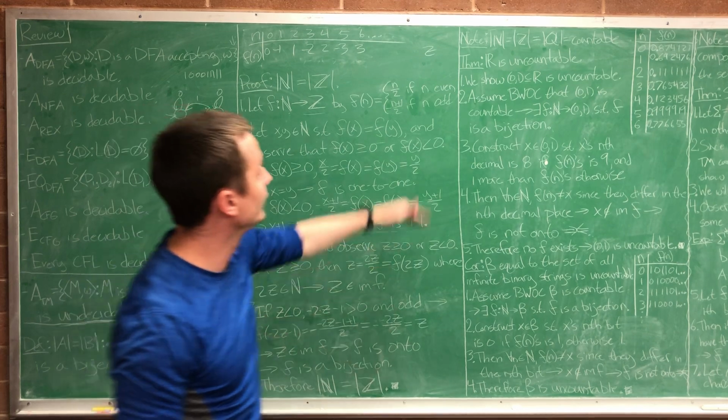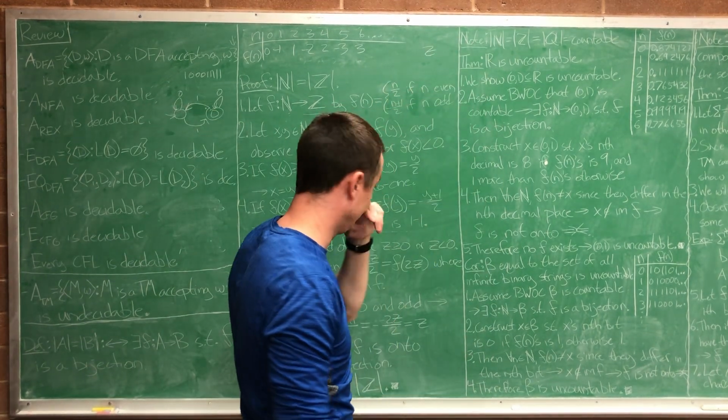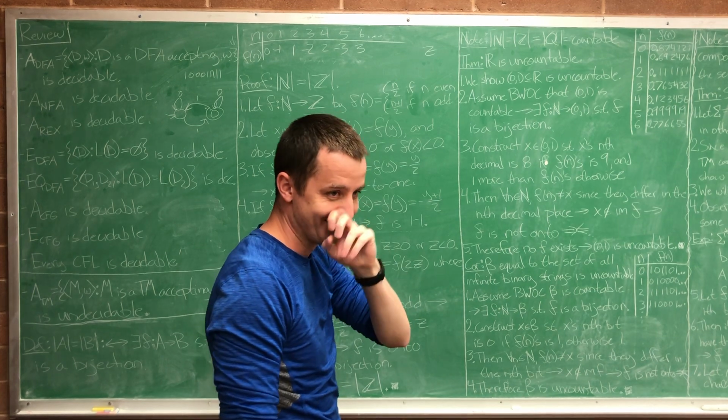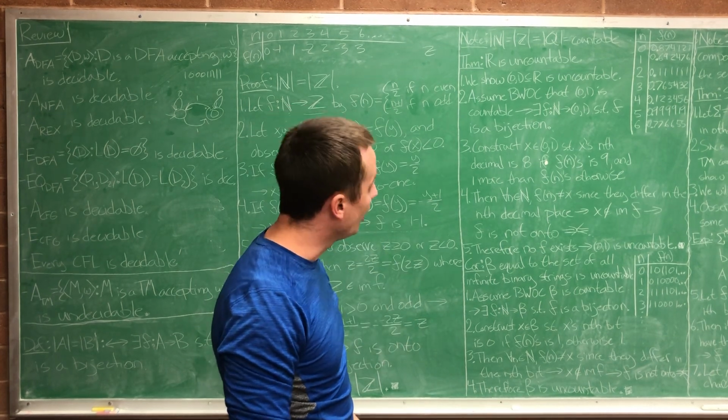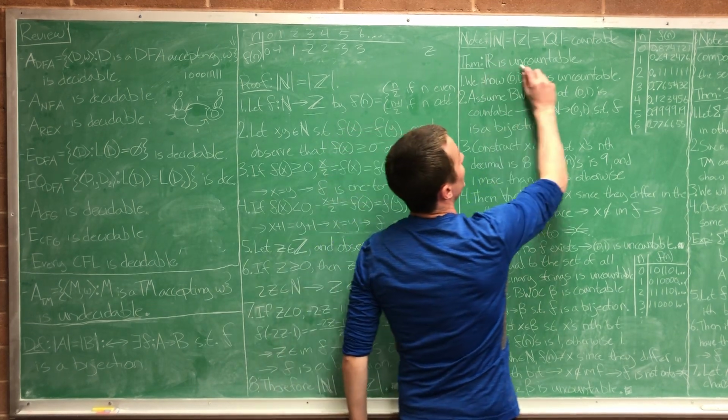Okay, now here's the last thing we proved last time, and I told you that we'd start by reproving this, but then decided we should probably back up a bit. So, now what are we going to prove? We're going to prove that the real numbers is uncountable.